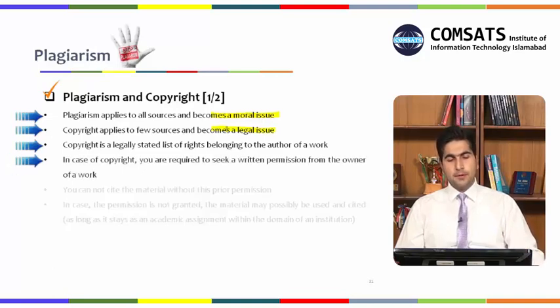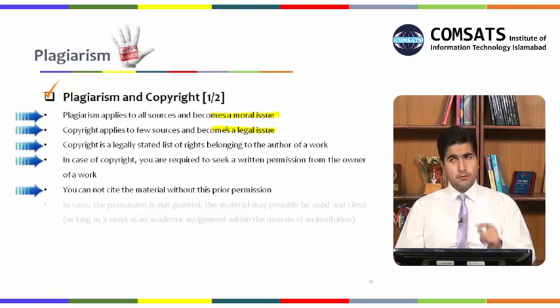So in case of copyright, you are basically required to seek written permission from the owner of a work. In a journal, you cannot cite the material without this prior permission. If you are permitted, no worries. But if you are not permitted, here is a level of how much you can do in relation to the citation.